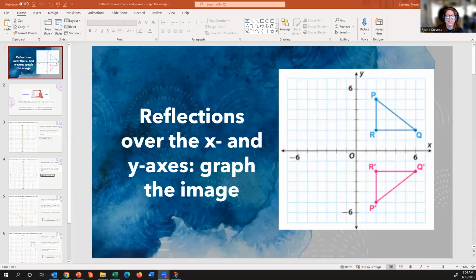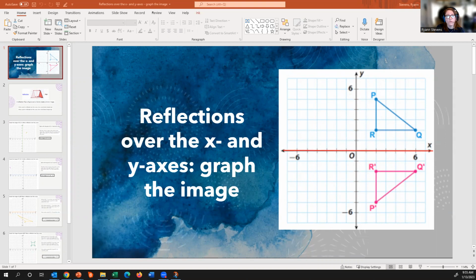Hello and welcome. We are going to discuss reflections over the X and the Y axes, and we're going to talk about graphing images or graphing points after we complete a reflection. So here in this picture, we can see that we've got this triangle. We are reflecting it. In this case, we have to look at where we're reflecting it. So in this case, we're reflecting it over this X axis.